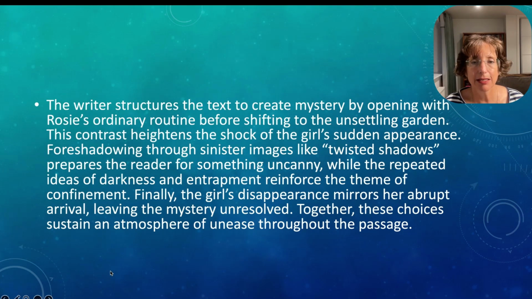So here's a snippet from a grade 9 response. The writer structures the text to create mystery by opening with Rosie's ordinary routine before shifting to the unsettling garden. This contrast heightens the shock of the girl's sudden appearance. Foreshadowing through sinister images like twisted shadows prepares the reader for something uncanny, while the repeated ideas of darkness and entrapment reinforce the theme of confinement. Finally, the girl's disappearance mirrors her abrupt arrival, leaving the mystery unresolved. Together, these choices sustain an atmosphere of unease throughout the passage.